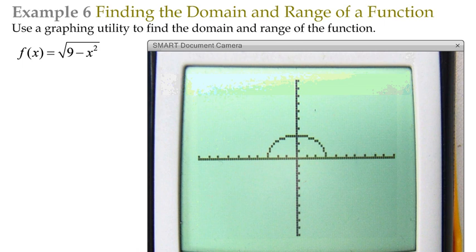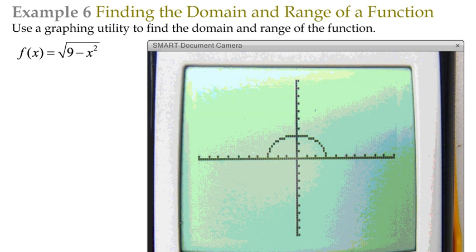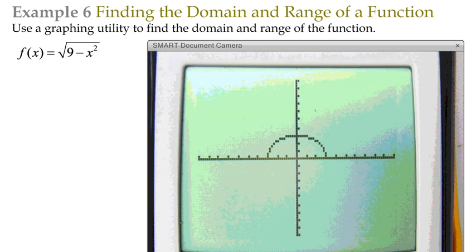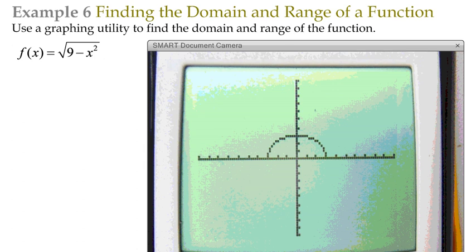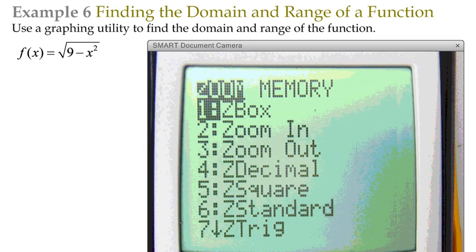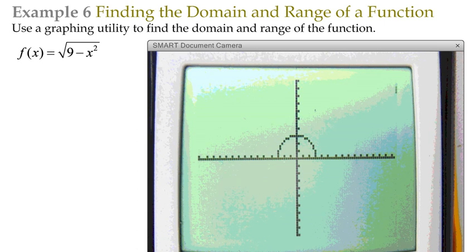So if you actually want to see what the graph really looks like, as far as it not being stretched to the left or to the right, go to the zoom button and go to where it says square. So 5, and then that should give us a nice circle now. See how that looks more like a circle now?